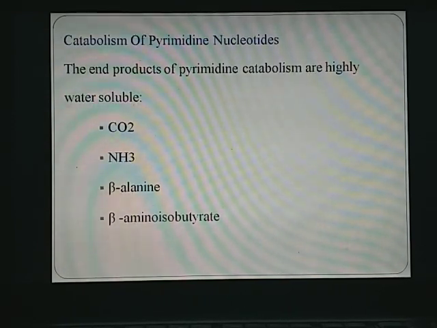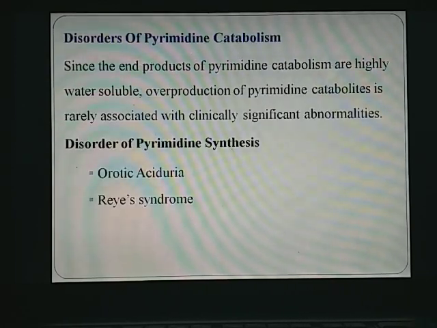The end products of pyrimidine catabolism are highly water soluble. They are carbon dioxide, ammonia, beta-alanine and beta amino isobutyric acid. So beta-alanine and beta amino isobutyric acid are the important amino acids which can be converted to acetyl-CoA and succinyl-CoA and which can be reutilized wherever they are required.